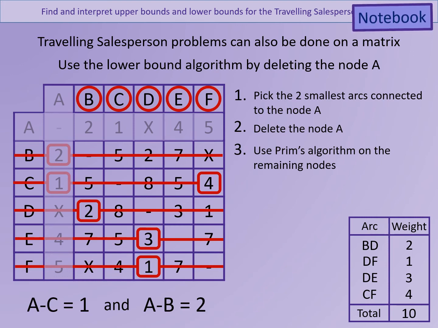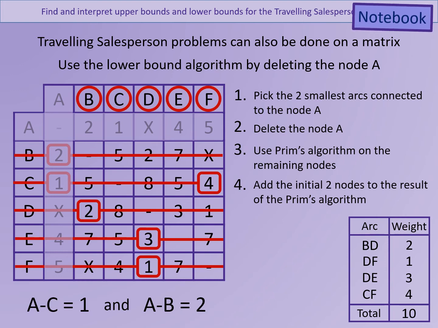We can then add that weight to the two smallest arcs from A, which were AC and AB, giving us a total of 13. It's important that in your solution to this you write down all of the arcs that are included.